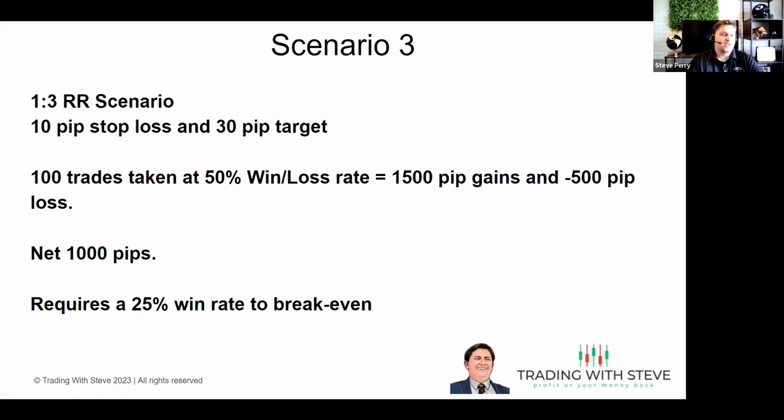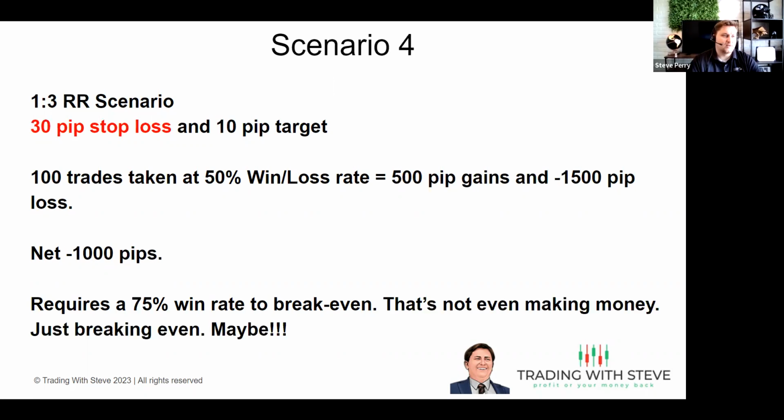this is the biggest problem, I would say, in terms of risk management for a new trader, and it's honestly fatal. I've seen so many people exit the market entirely. They throw in the towel and never come back to trading because they do this right here. So scenario 4 is pretty much your typical trader right here.